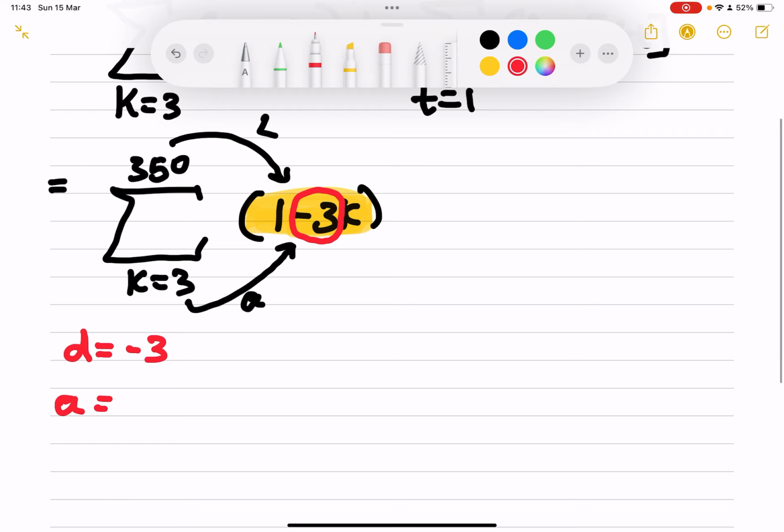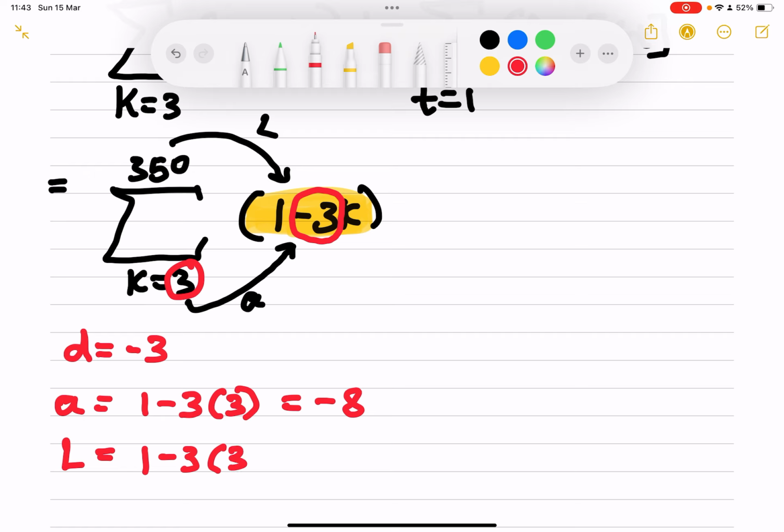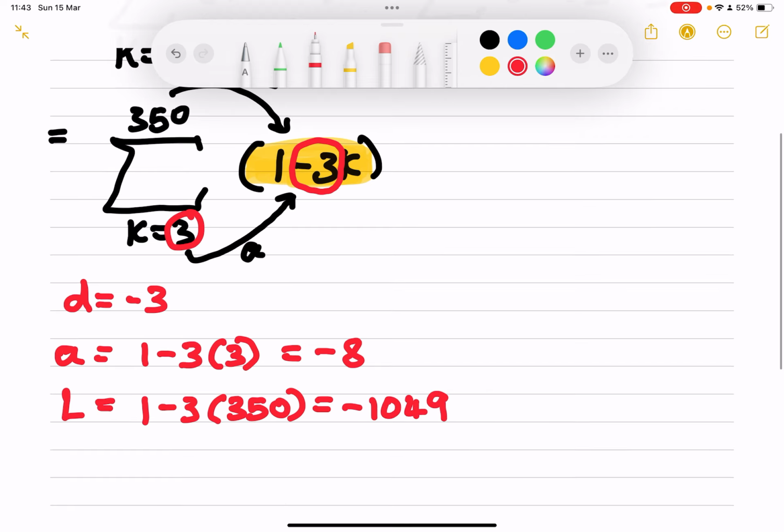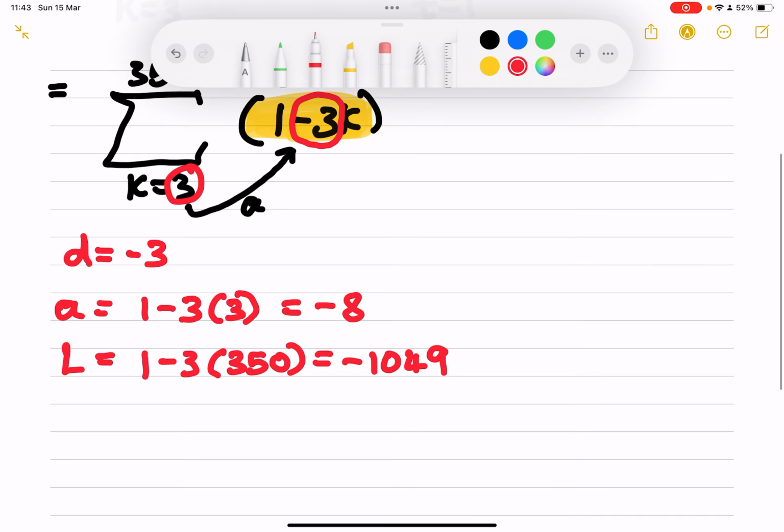Let's get A. To get A, we're going to substitute 3 into the formula. So we have 1 minus 3 into 3. Where we see k, we put 3. And that becomes minus 8. To get the last term, we're going to substitute 350. So we have 1 minus 3 into 350, which is equal to negative 1049.